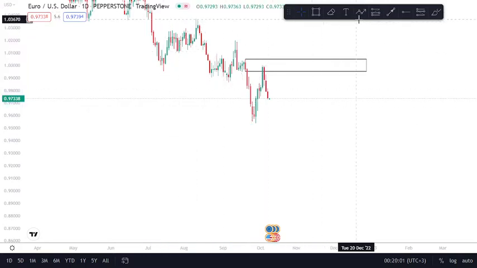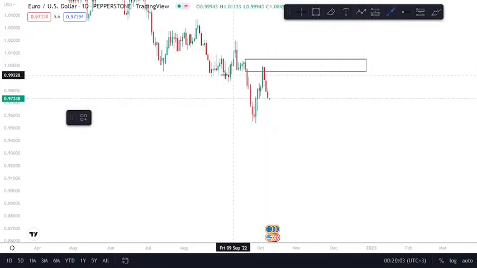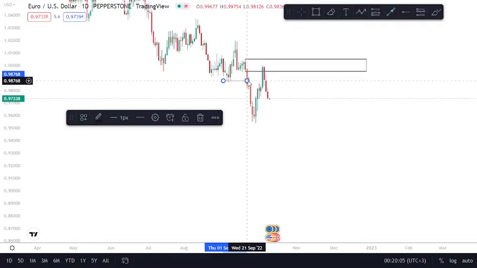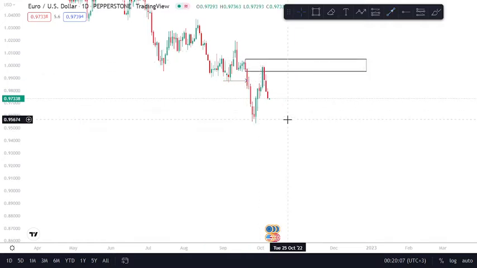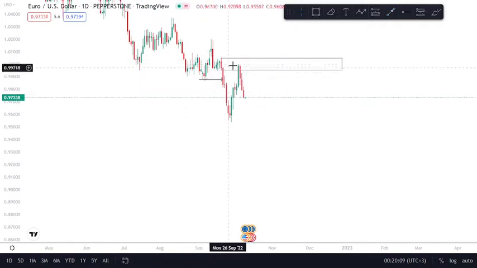Okay, so what are we saying by break of market structure? This is the break of market structure, and this is the supply zone that the market left, which is also called the impulsive move, or the move which was caused by the institutional trading.